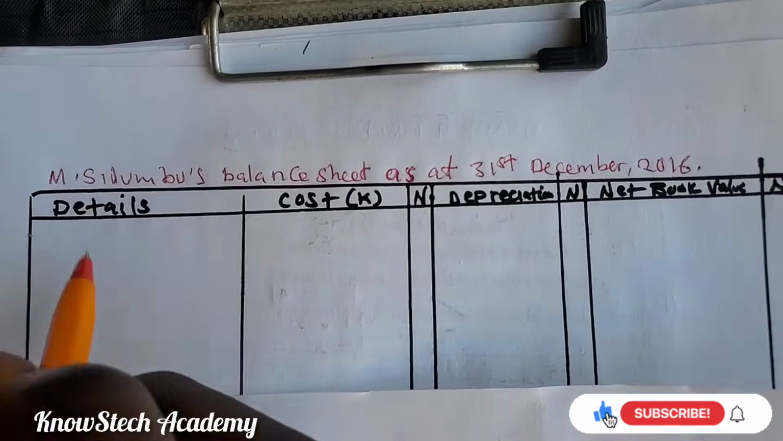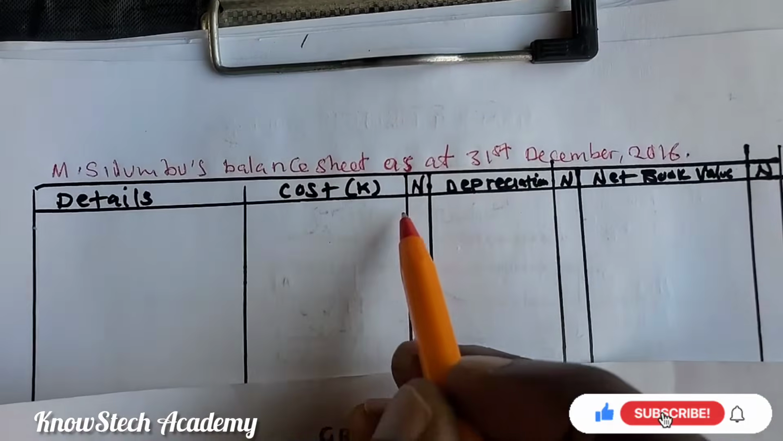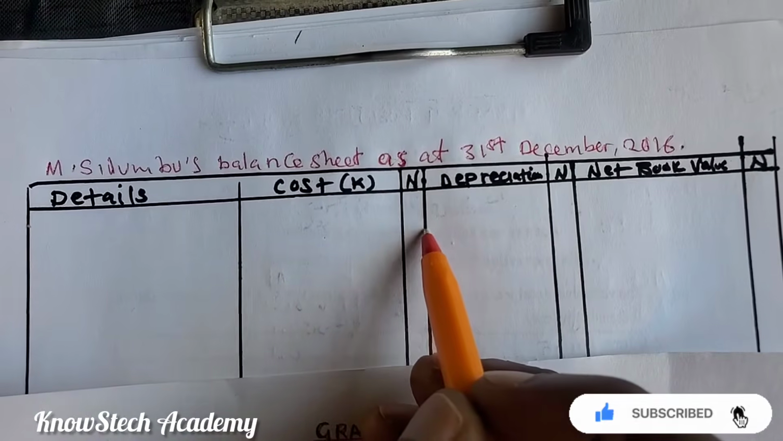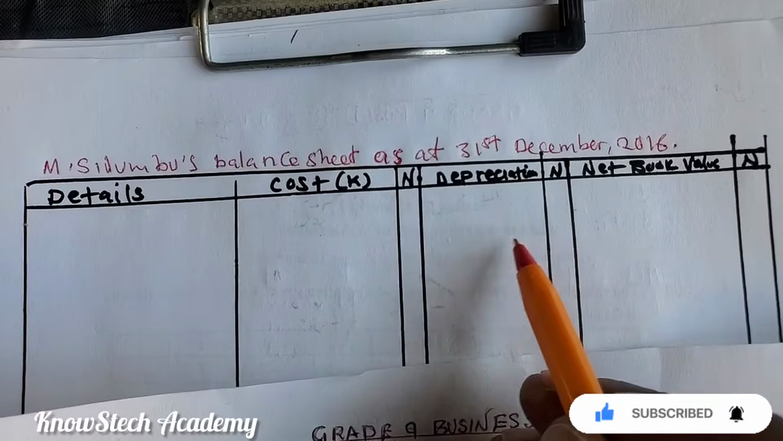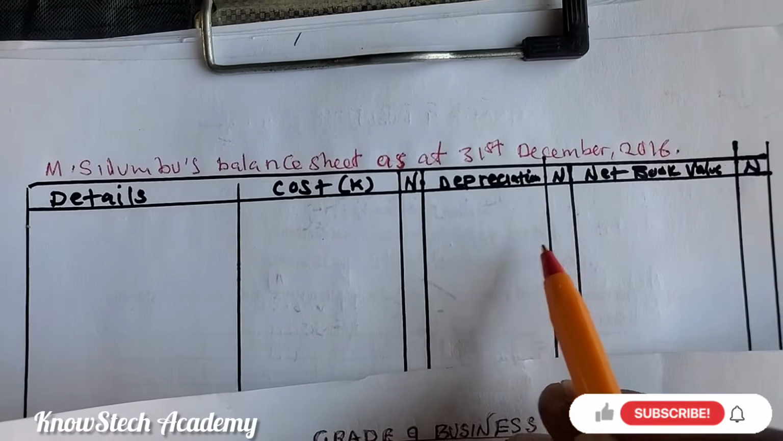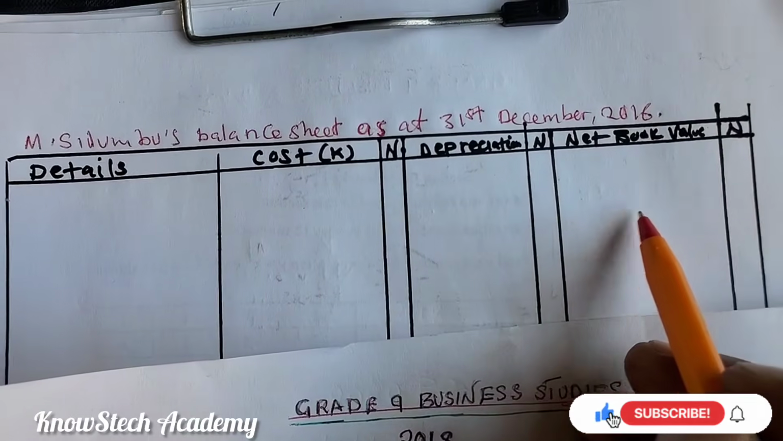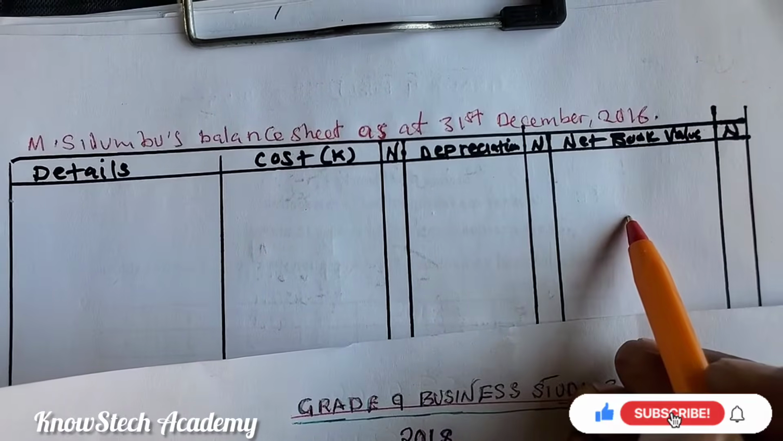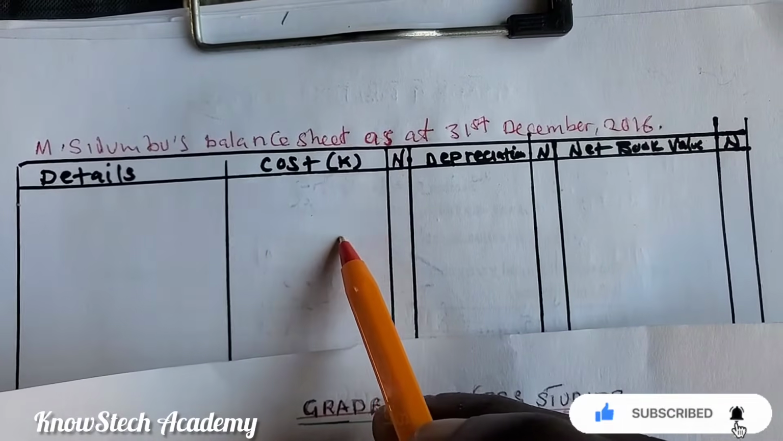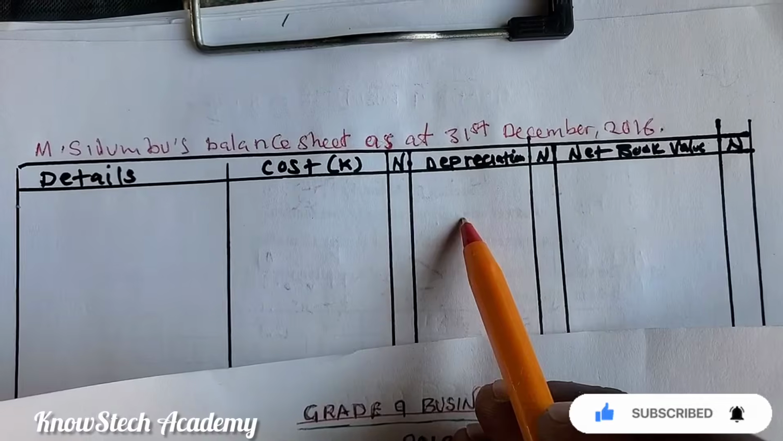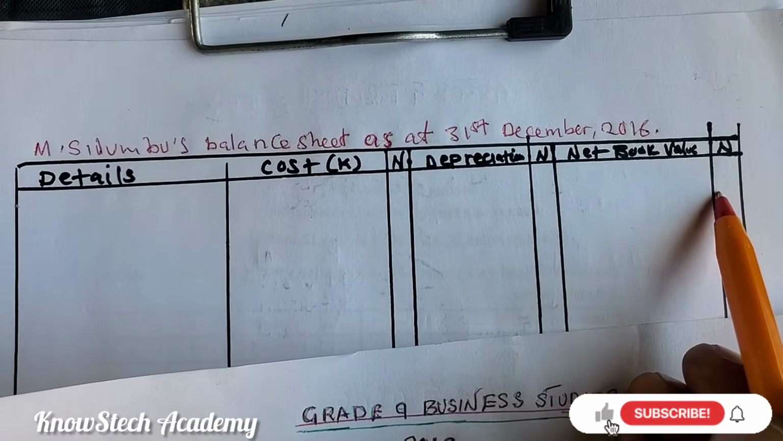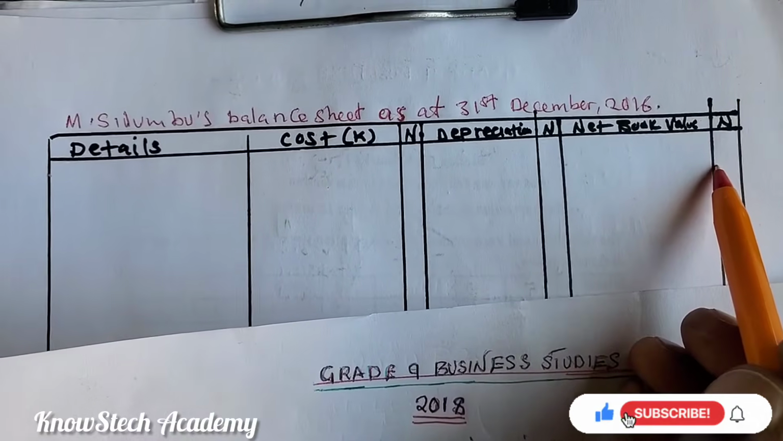Now we have details here: cost, then this small column here is for Ngwe. We have depreciation here, if at all there was a loss in value of fixed assets. Then you have net book value. Net book value is the difference between the cost at which an item was purchased minus the loss in value. Then you have the column for Ngwe on this side as well.